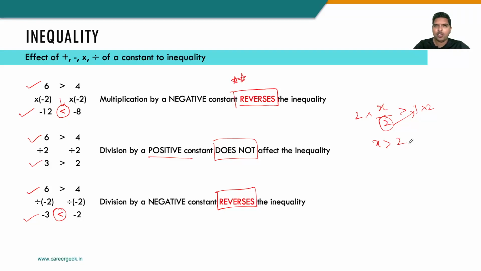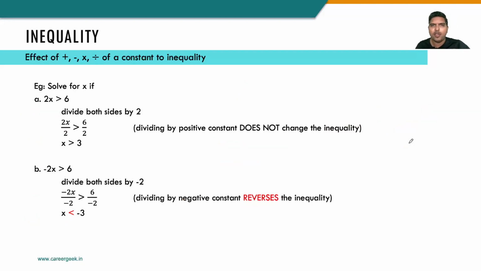This is important. Whenever you are shifting to the other side, be careful whether you're shifting a negative or a positive for division or multiplication. We saw addition and subtraction, it doesn't matter anyways. Now, if 2x is greater than 6, to get x, you divide both sides by a positive value. So when I divide by a positive value, I get x greater than 3. I need not change the inequality. I need to change only if I'm multiplying or dividing by a negative value.